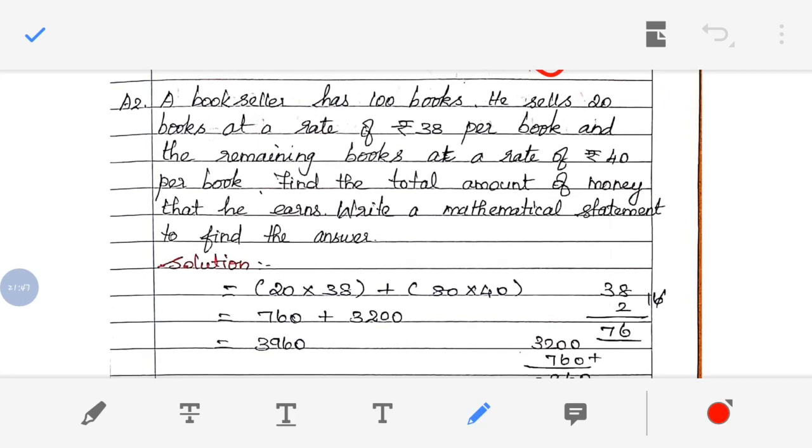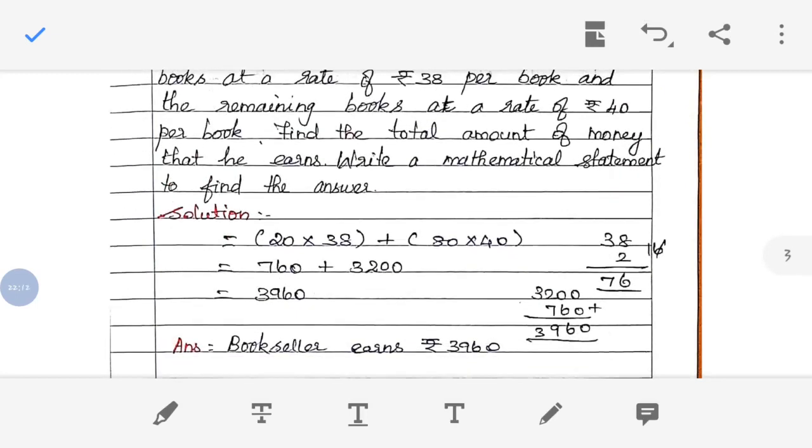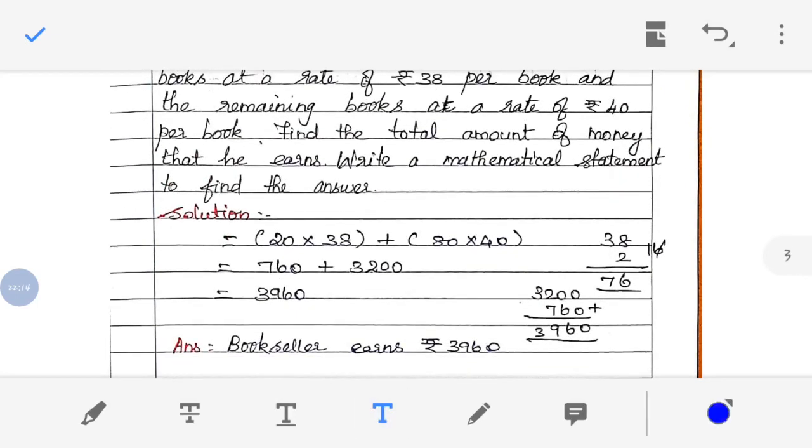So a bookseller, how many books does he have? Totally 100 books. Of those 100 books, he sells 20 books at a rate of rupees 38 per book. So 20 books, one book costs 38 rupees, so it is multiplication: 20 into 38. And the remaining books: already we know he sold 20 books at the rate of 38, so the remaining is 100 minus 20, what is the answer? 80. So the remaining books are sold at a rate of 40 per book. So 80 into 40. Understood?